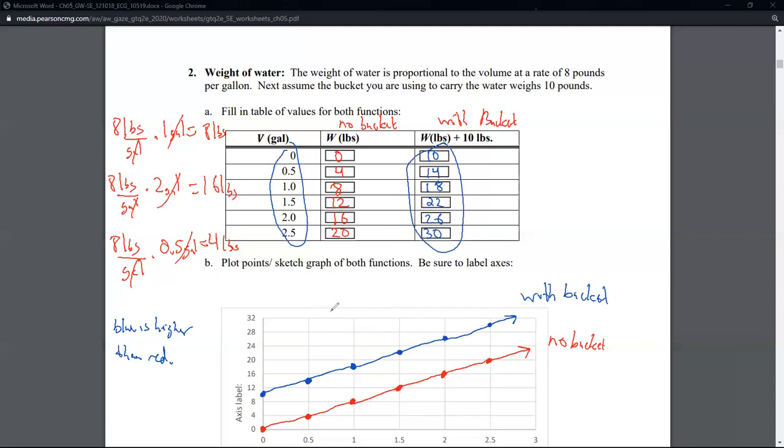And again, what the textbook does is it draws these vertical black lines that I'm going to erase in a second. This is just saying, hey, the bucket causes it to go up 10. The bucket causes it to go up 10. This is what a fixed cost does. The bucket causes it to go up 10.